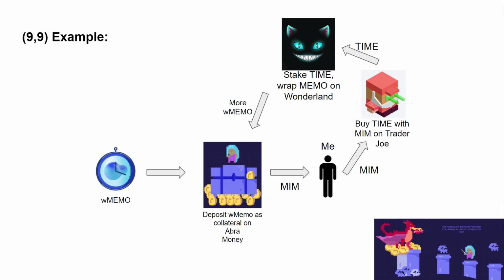This process can be repeated a certain amount of times before I run out of ability to borrow any more MIM. The process of leveraging over and over again is called looping, and it can double my earned APY rate without having to add any more of my own funds. The trade-off is that it is riskier and requires more work to monitor the position.